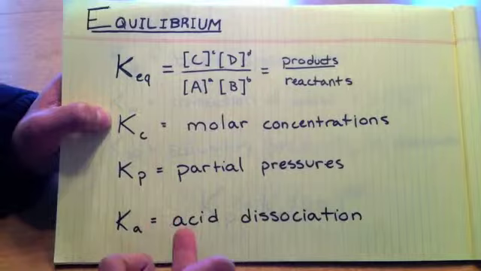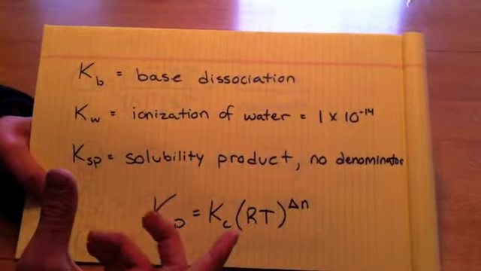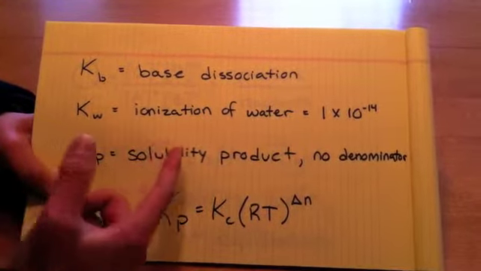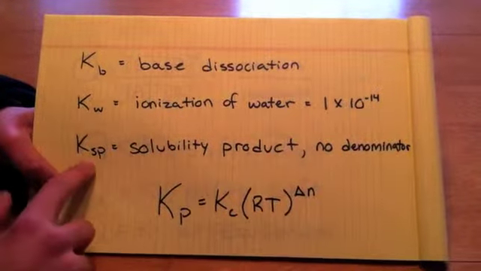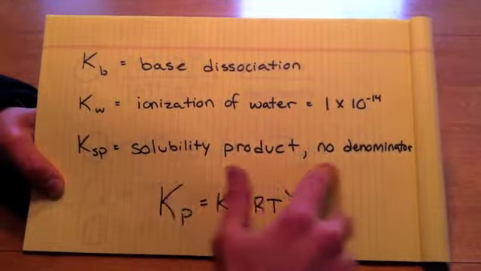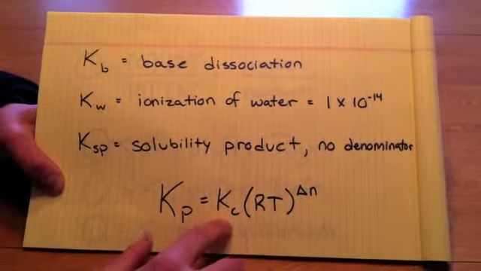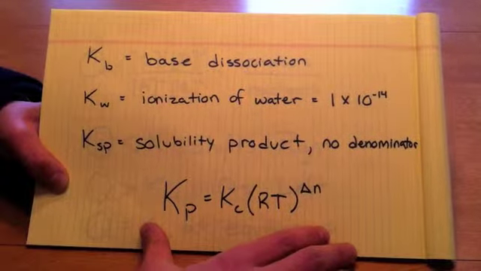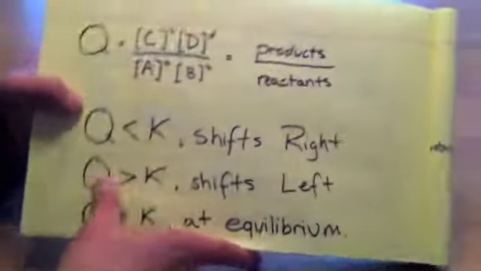Ka is the constant you would use for acid dissociation, and Kb is your constant for base dissociation. Kw is the ionization of water, which is always equal to 1 times 10 to the negative 14th. Ksp is a tricky one. It's the solubility product, and there's never a denominator. If you're given Kp or Kc, you can use this equation, which is derived from the ideal gas law, to find either one.